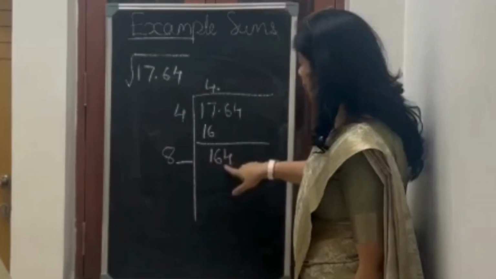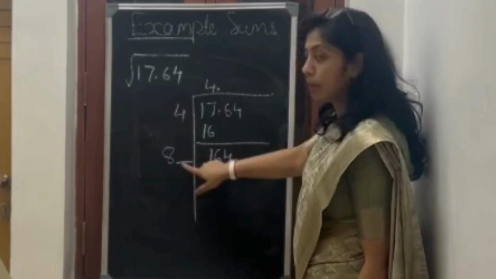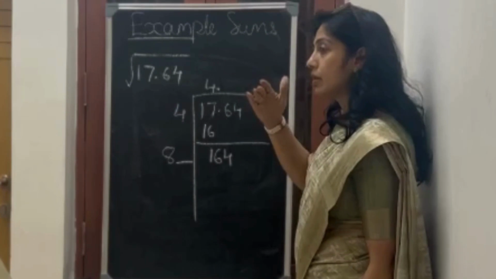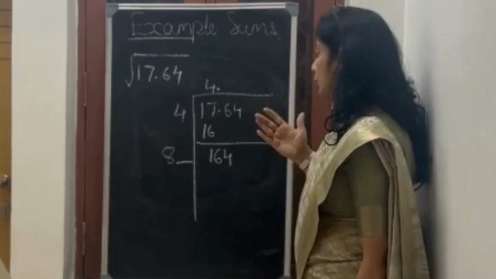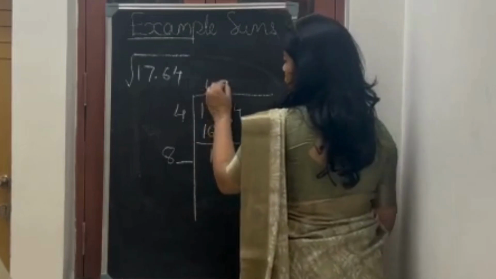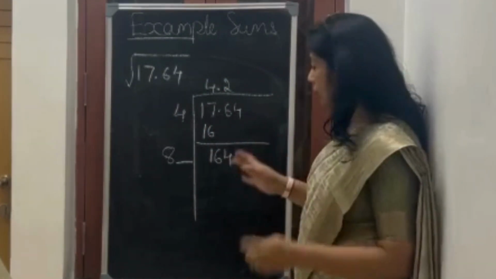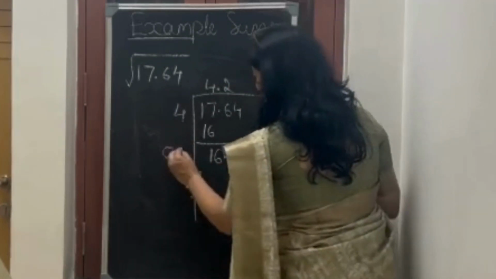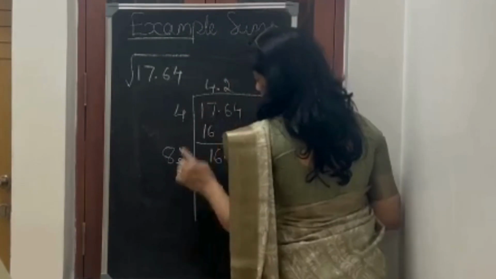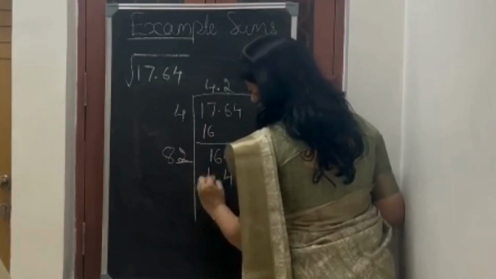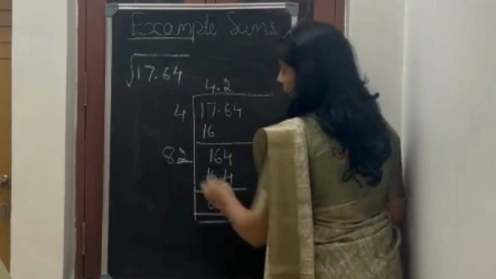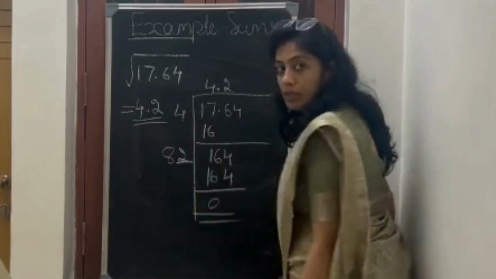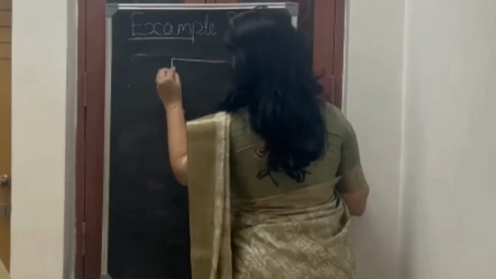Okay. Now 164, what should I multiply? 8 plus the number to get 164. Now when I see the 8 table, 81 into 1 will give me 81, I want 82, so I am trying 82 into 2. 2 2s are 4, 2 8s are 16, over. The answer is 4.2. Very easy.